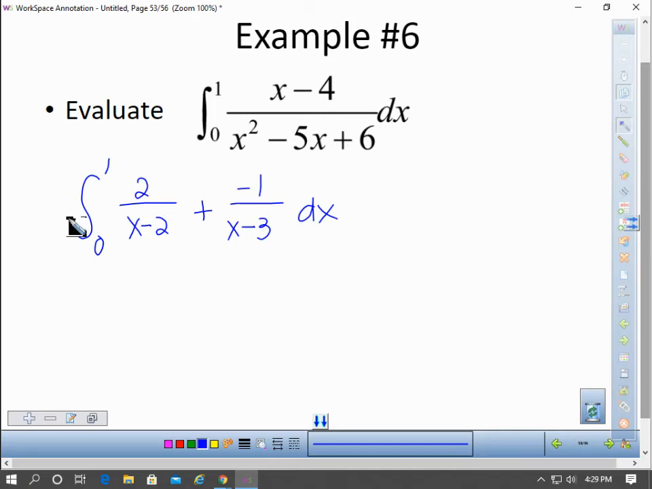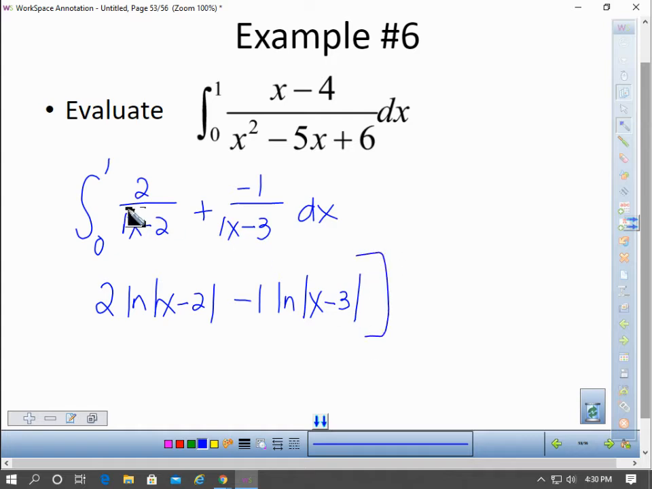We did that in the previous video that you watched where we did our partial decomposition. So this rational expression breaks up into these two. So now we do our antiderivatives. Both of these have coefficients of 1, so these are straightforward, easier natural log problems. So this is 2 natural log of x minus 2, and then minus 1 natural log of x minus 3. I don't need the plus c because we're evaluating from 0 to 1.